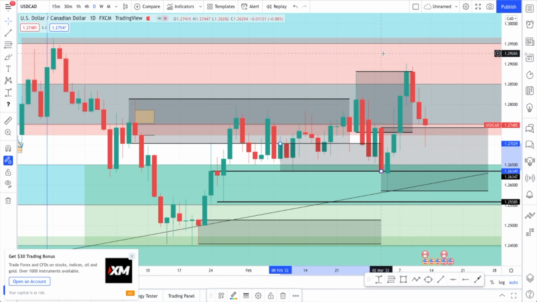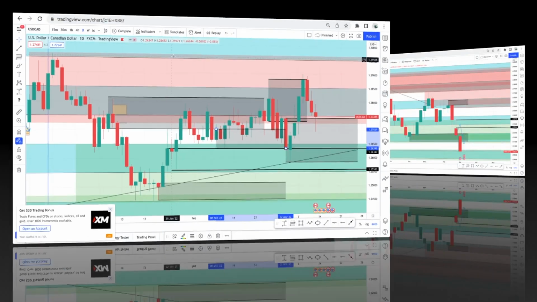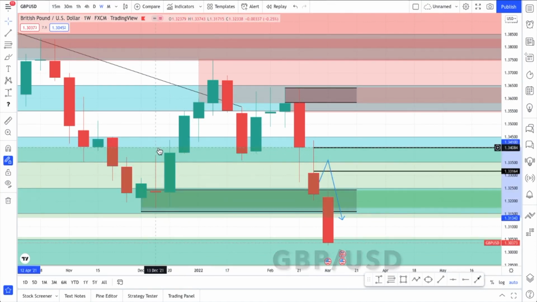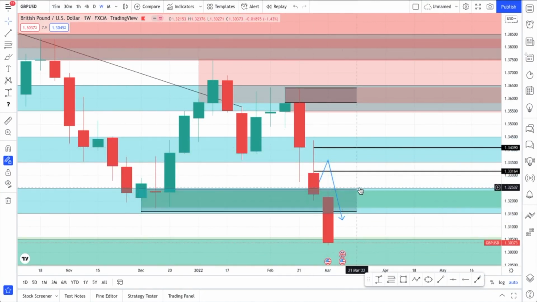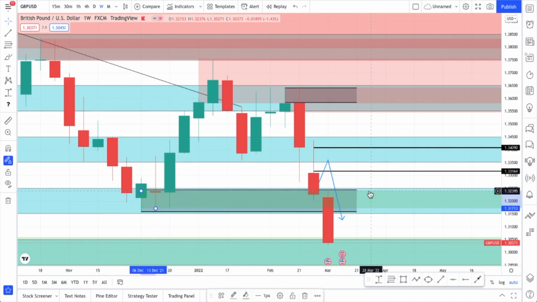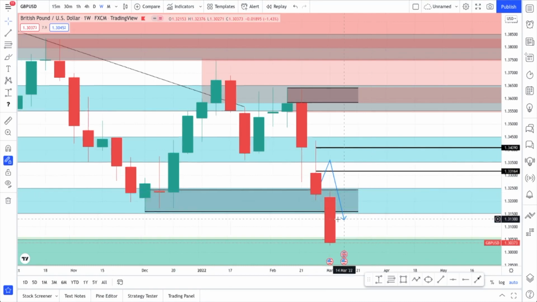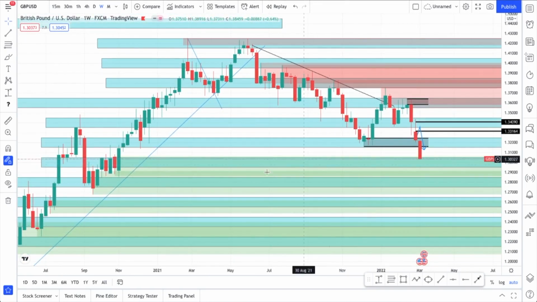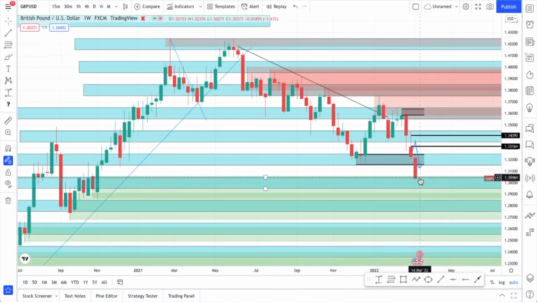So with that being said, I'll now move on to the pound dollar. If we look at the pound dollar, we can see that multiple weekly zones have been taken out, and since then prices have moved deeper into a new level of demand situated around the $1.30 region. Due to this risk off sentiment, the dollar has been strengthening, and I believe that it is likely to continue to do so.